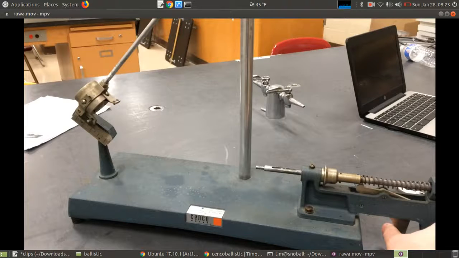In the prior video, you saw me do the calculation for the YouTube video with the .22 rifle. And later on in this video, you'll see me do the calculation for Southmore's ballistic pendulum. So you can use either of those as an example. But this is what I want you to do yourself.